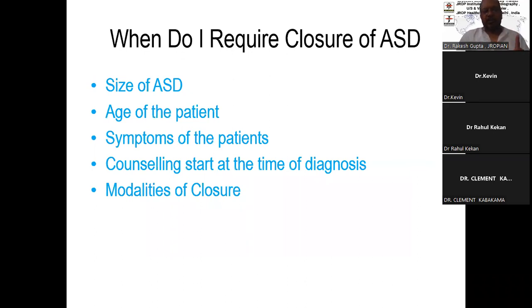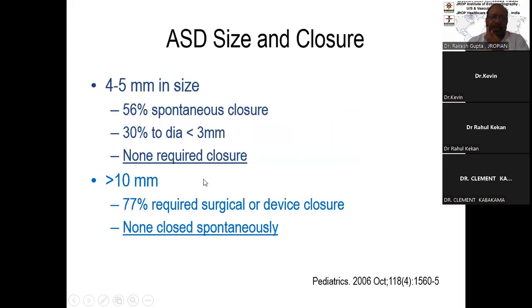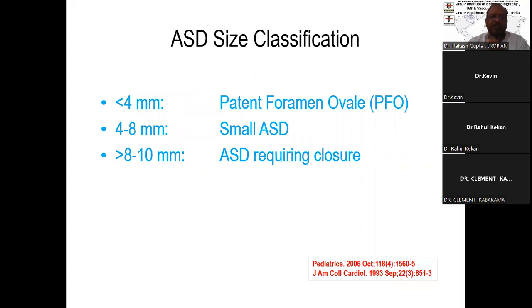Just one word before we go ahead. We classify them as small ASD, medium-size ASD, and large ASD. Anything less than 4 millimeters is foramen ovale, PFO. 4 to 8, small ASD. More than 8 is large ASD. What we teach at your level is that PFOs you don't need to close. Any ASD more than 8 millimeters in size, you need to close. 4 to 8 millimeters, we can wait, watch and see. WWS.